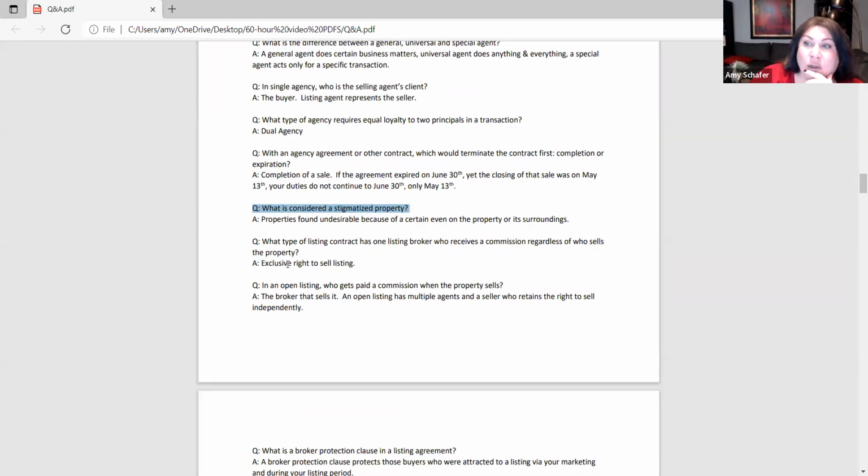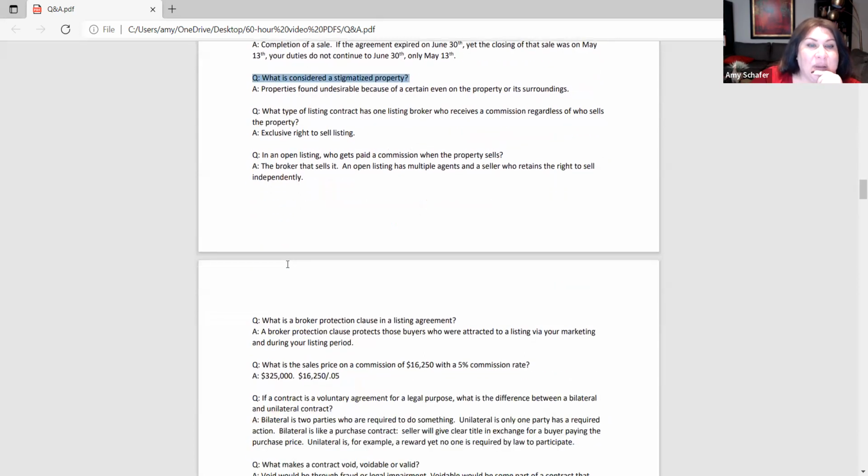Listing agreements, seller representation agreements. This is going to be another big chunk of questions under agency. Again, there's 10 agency questions. And in a listing contract where the listing broker receives a commission, no matter who sells the property, that's an exclusive right to sell. The one that is established by procuring cause, because multiple brokers have been hired, it's going to be the broker that sells it.